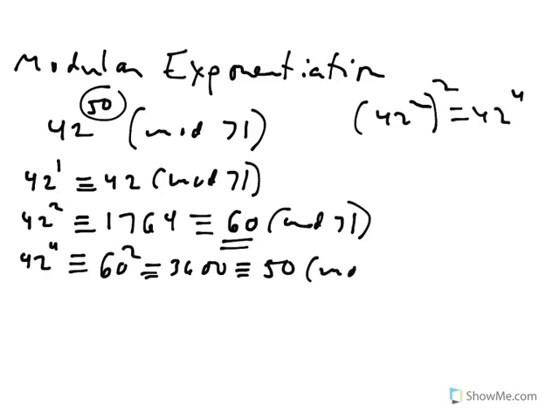but it means the remainder of 42 to the fourth mod 71 is 50. Now we could really start saving time, because the next thing we can do, 42 to the fourth squared is 42 to the eighth, and since I know 42 to the fourth gave me 50, I can just do 50 squared, which is 2,500. 2,500 divided by 71 is 35, remainder 15.